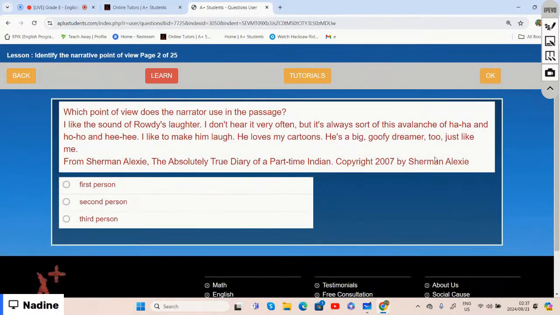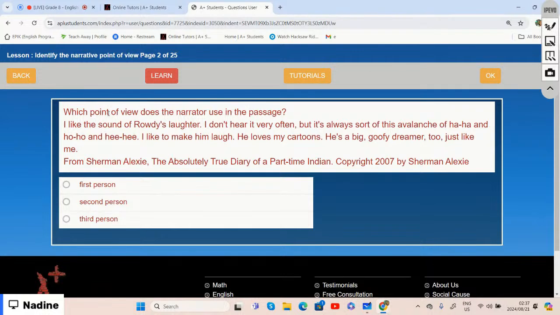Yes, well done. Third person is correct. That is why I said, look, sometimes the pronoun specifically that is being used will tell us if it's in the first person, second person, or third person, but well done.